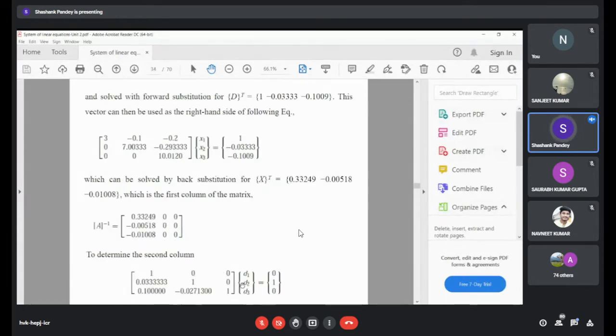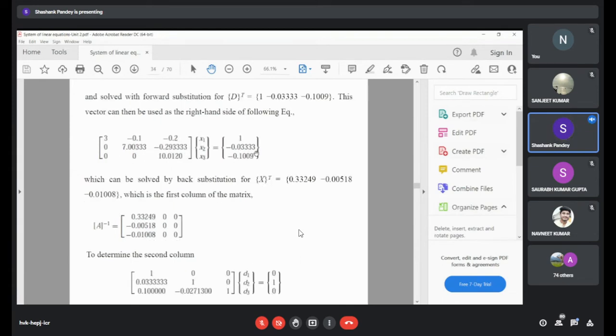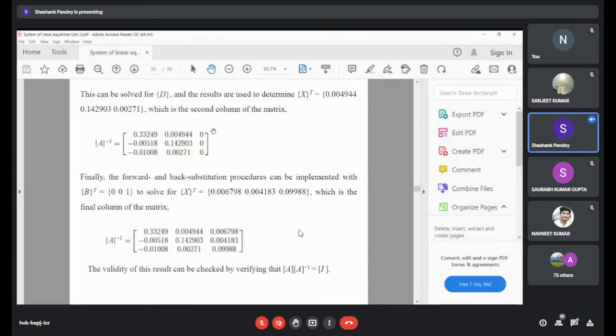We will calculate the values of D1, D2 and D3 here. We will solve for D1, D2 and D3 but with a new right hand side, that is 0, 1 and 0, and we will get the value of this matrix X. This corresponds to the second column of the inverse of matrix A.